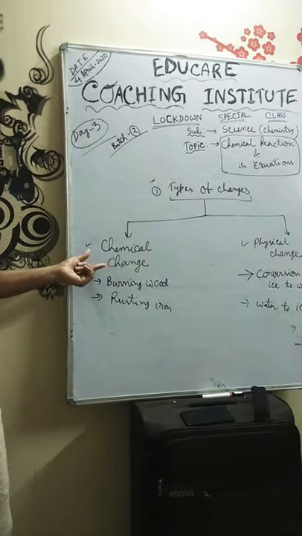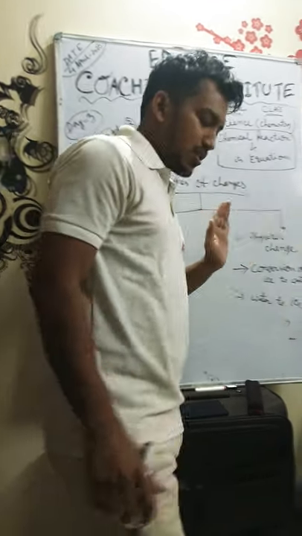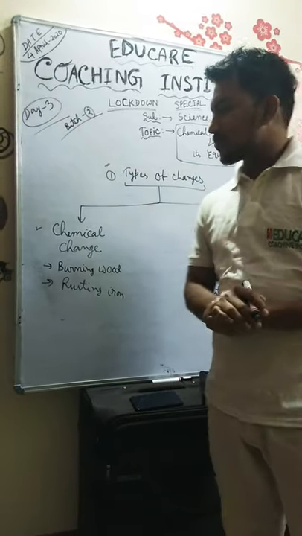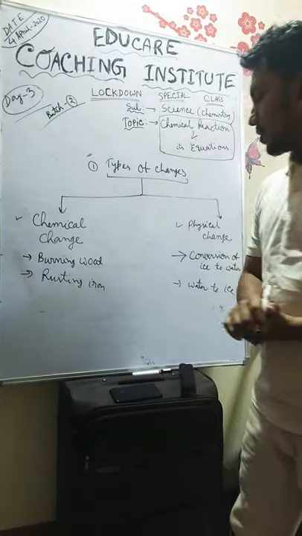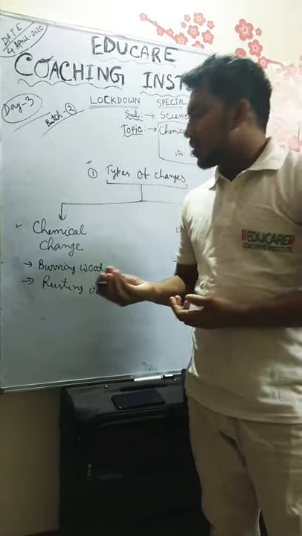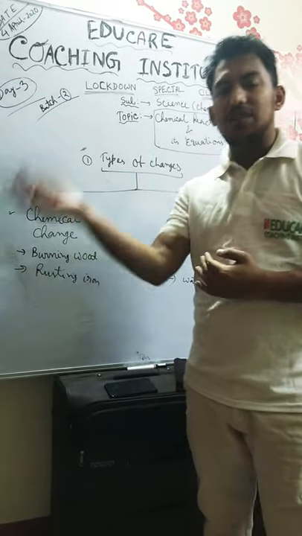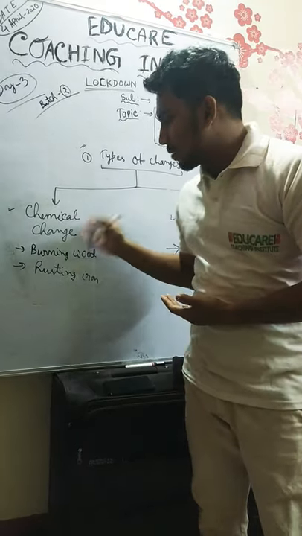Number two, chemical changes. What are the chemical changes? Chemical changes are the changes which cannot be reverted back to their original state, like burning of wood. If we burn the wood, the state we will get cannot be reverted back to its original state. So this is an example of chemical change.